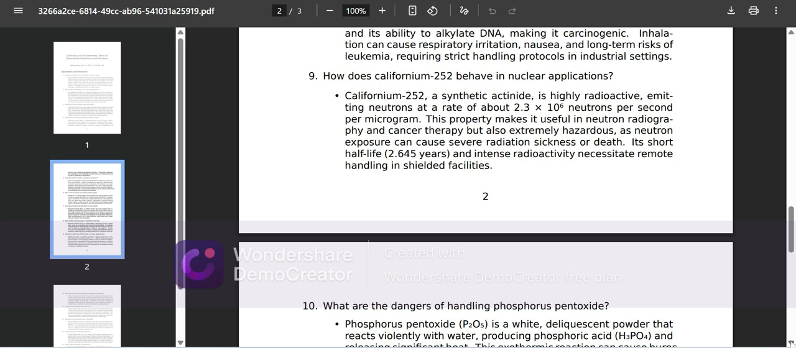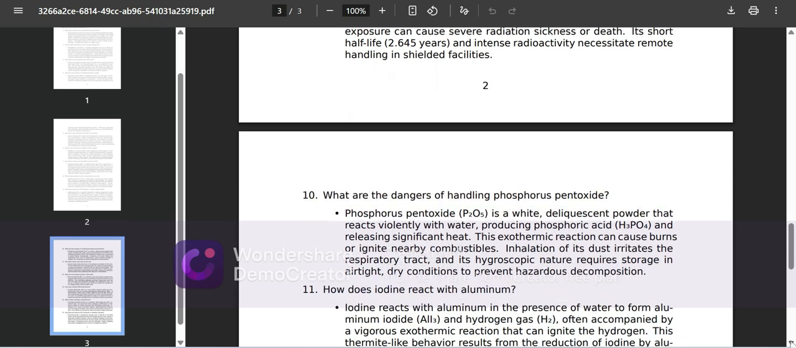This property makes it useful in neutron radiography and cancer therapy, but also extremely hazardous, as neutron exposure can cause severe radiation sickness or death. Its short half-life, 2.645 years, and intense radioactivity necessitate remote handling in sheltered facilities.